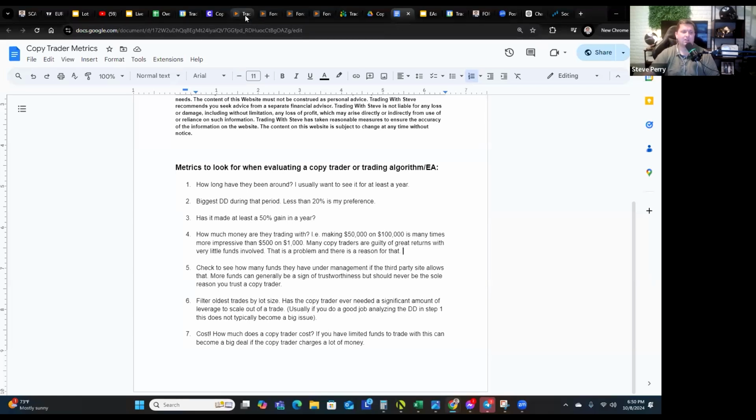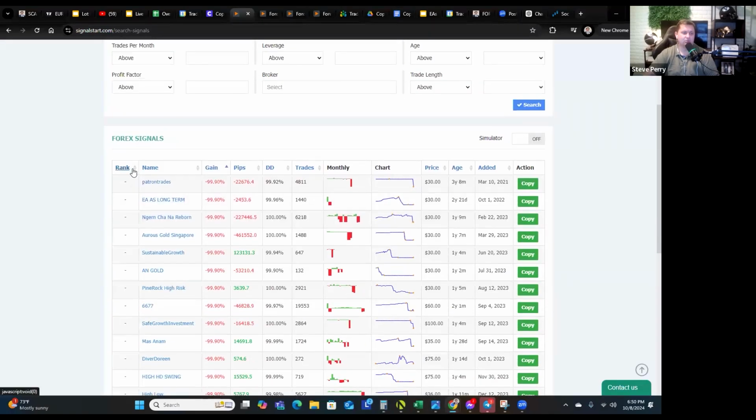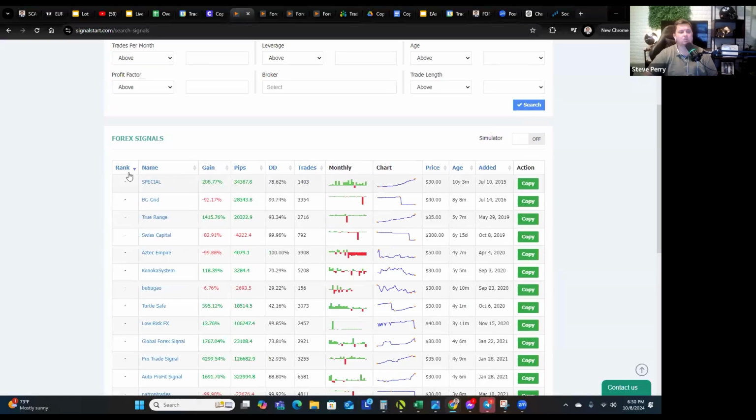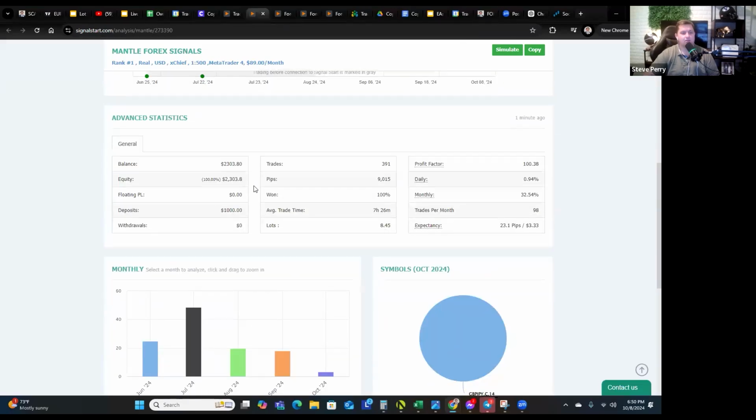So how do you check that? If you go back over here, let's filter this by ranking and check the first one on the list. What was it called? Mantle. This is the name of it. This one right here, you can see they've been around for 3.5 months. They've made a great return, but look at their balance. They've only got $2,300 in here, and they started with $1,000.